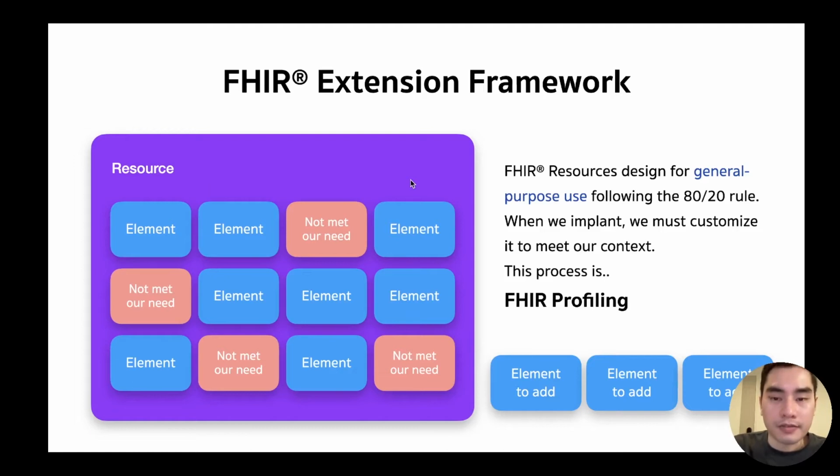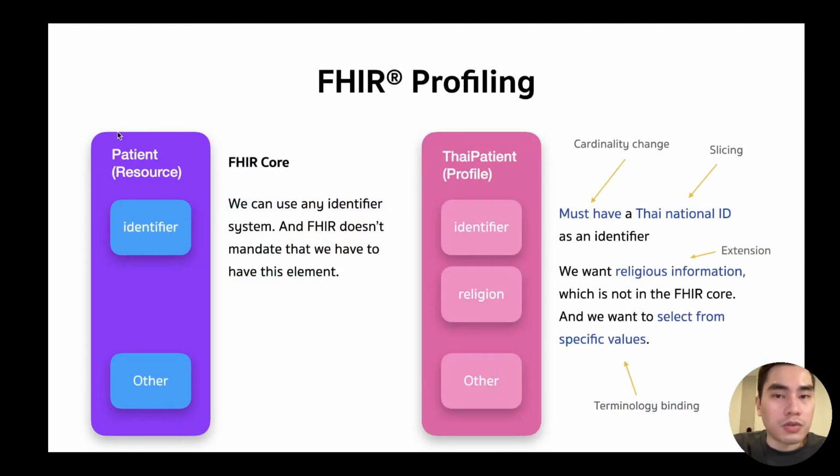This is profiling. Let's say that we want to profile the patient resource. In the FHIR core specification, the patient resource has the identifier element and a lot of other elements. But we want to focus on the identifier element. In FHIR core, we can use any identifier system. And FHIR doesn't even mandate that we have this element. We can remove it and still say that our resource complies with FHIR.